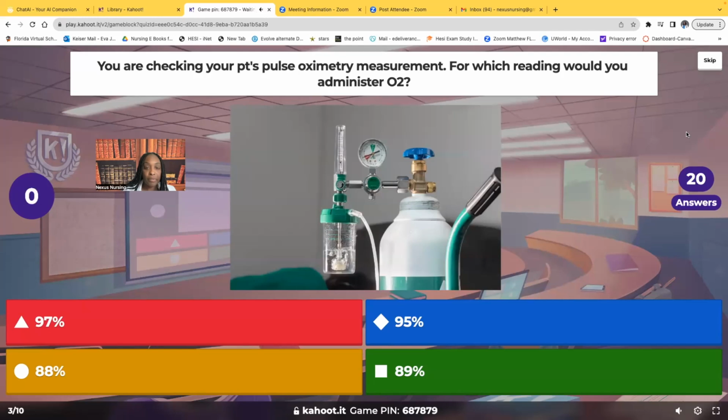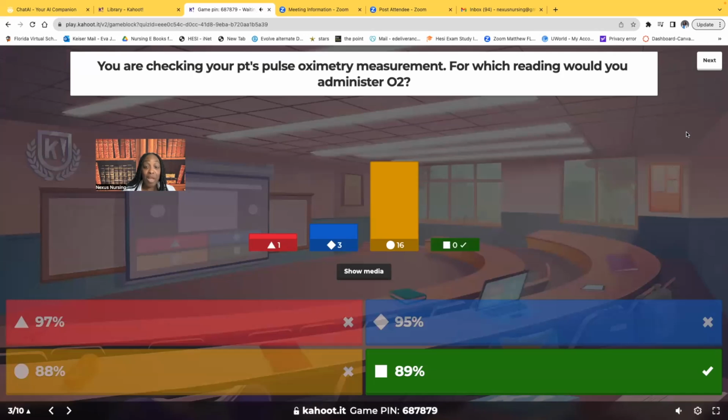Wow. Okay, so let's talk about this, because only one person got this right. The SaO2, that's the pulse ox, right? Normal reading is going to be between 95 and 100. In a perfect world, we'd want it 98 to 100, but anything 95 or higher is acceptable. Once that patient hits 91% or less, they are now in respiratory distress.